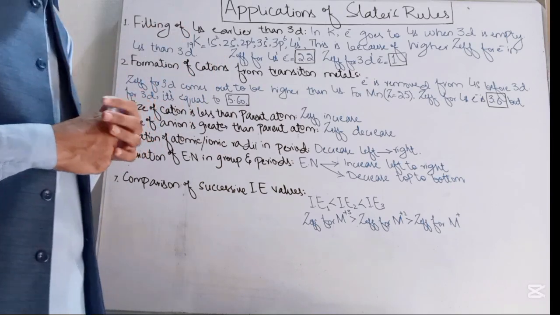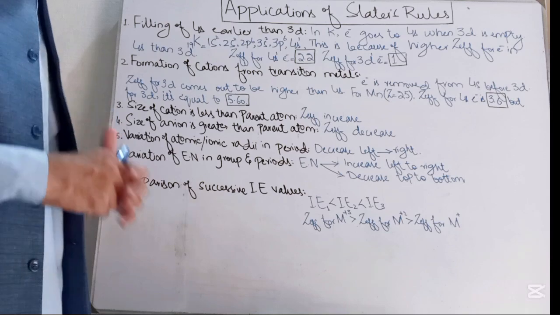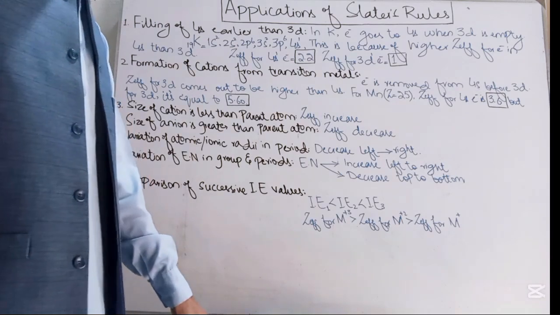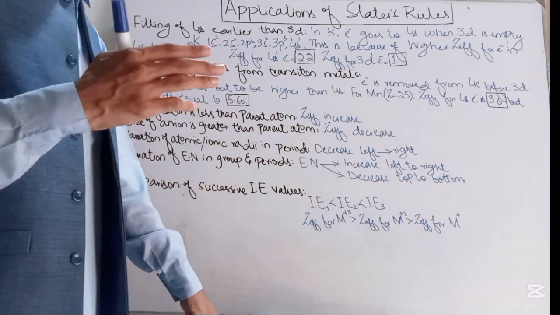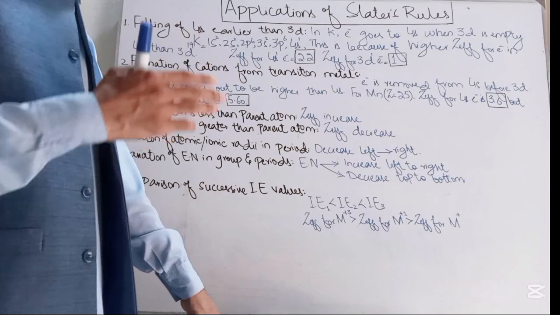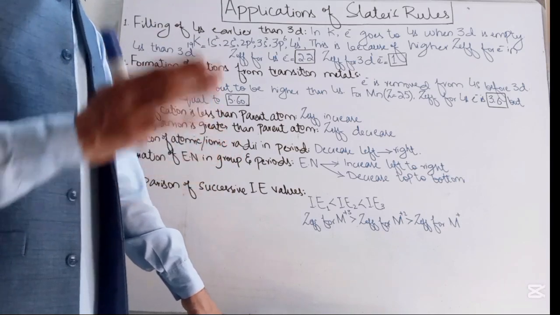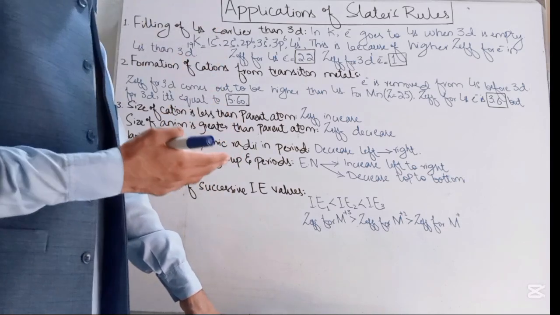The next application is the formation of cations from transition metals. In the case of transition metals, when we remove electrons from the atom, the electrons are removed from the 4s before the 3d.